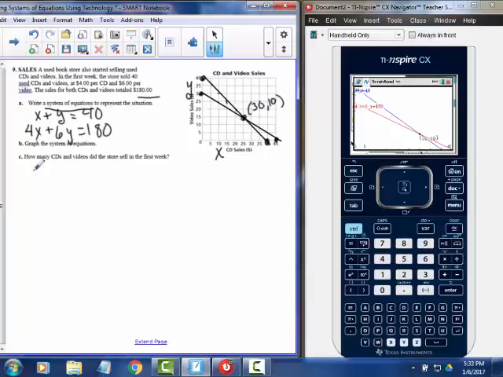So our point of intersection right here is at 30 and 10. And so what that is telling us is that they sold 30 CDs, right, because X was our CDs, and they sold 10 videos.